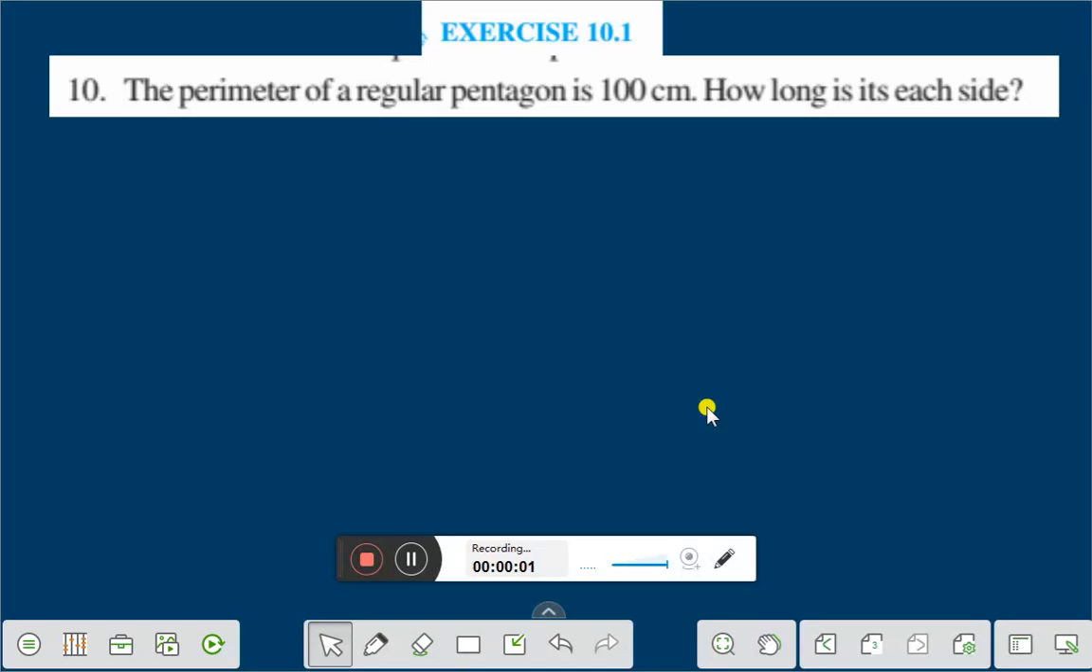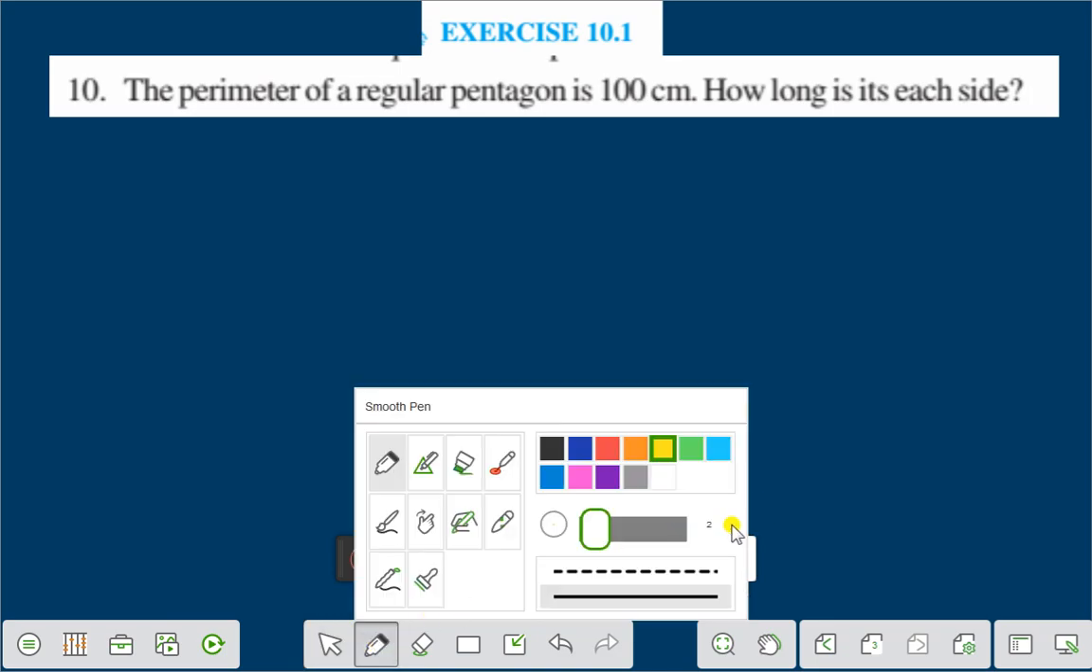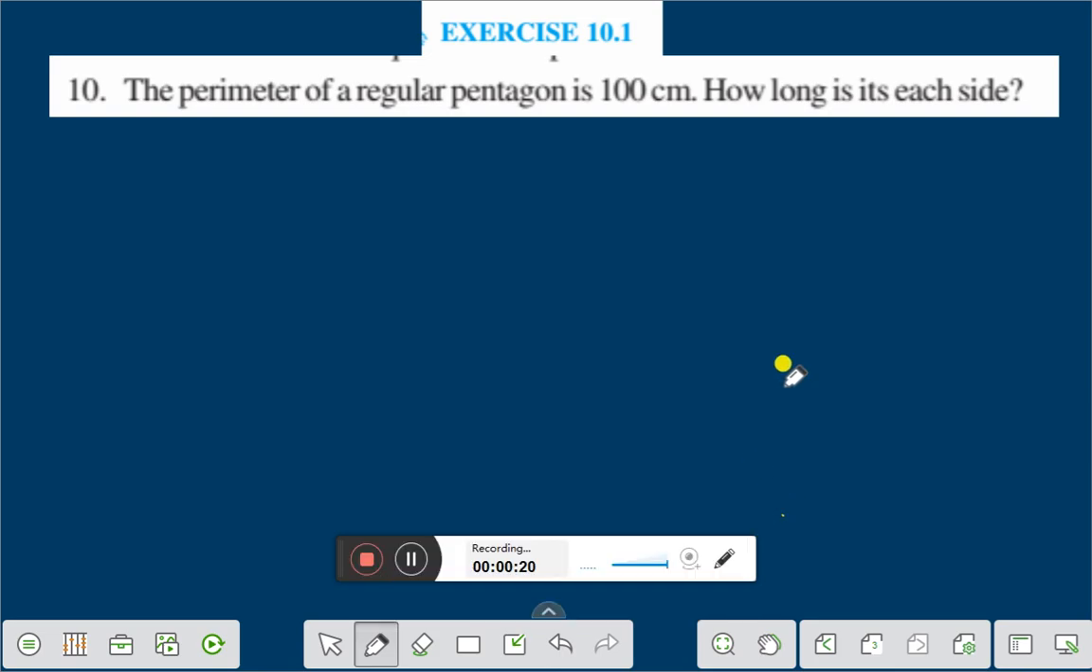Hello everyone. Today we shall discuss exercise 10.1 question number 10. The perimeter of a regular pentagon is 100 cm. How long is each side? Here you see, pentagon means 5 sides and each side is equal like this.